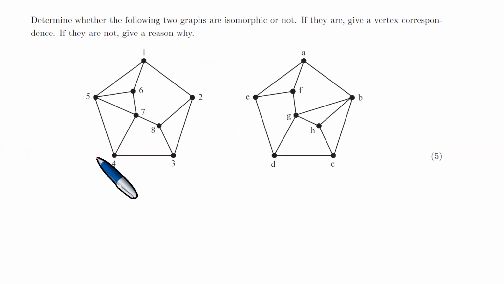Okay, tomorrow obviously you'll be seeing graphs like this, normally at the beginning of the exam. The things to look at are degrees, degree sequences, and drawing graphs, which normally appear at the beginning, but sometimes they don't even appear at all. You can come across this one as your very first question. It will say, determine whether the following two graphs are isomorphic or not. If they are, give a vertex correspondence. So if they're isomorphic, then we must be able to give a vertex correspondence. If they are not, then give a reason why.